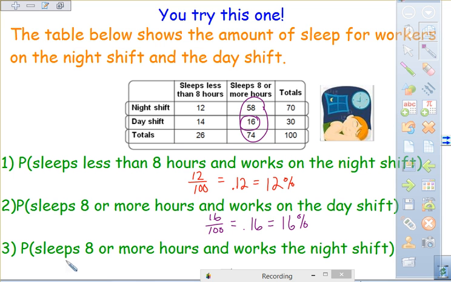The last question says, what's the probability that a person sleeps 8 or more hours and works the night shift? So then we're looking at the 58 out of 100. So that gives us 58% of the employees. This is an example of a two-way frequency chart. This is going to help us simplify our probabilities.